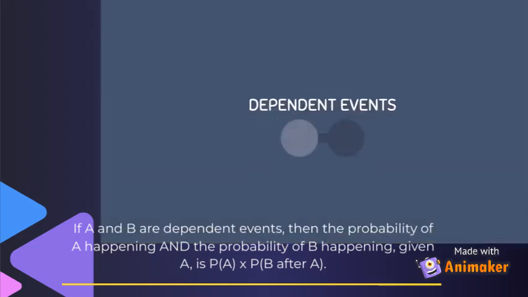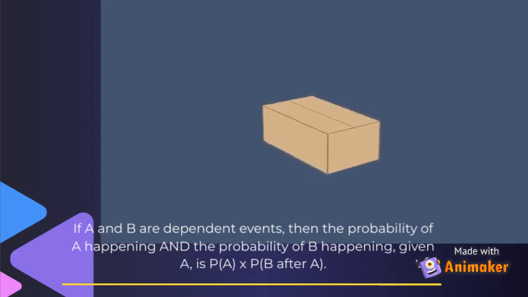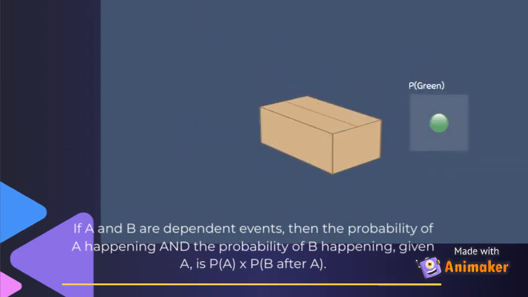What are dependent events? Dependent events are simply the opposite of independent events. Dependent events refer to the occurrence of one event affecting the probability of another event. For example, suppose we have a box that contains 10 marbles. 7 of the marbles are green and 3 of the marbles are blue. Based on this, we know that the probability of drawing one green marble is 7 over 10 or 0.7, and the probability of drawing one blue marble is 3 over 10 or 0.3.